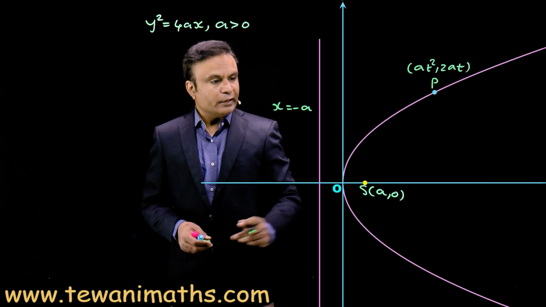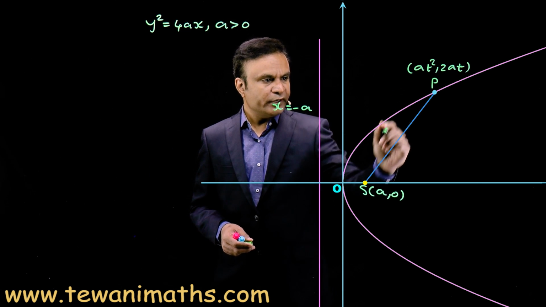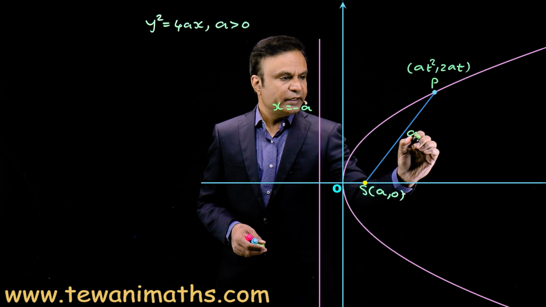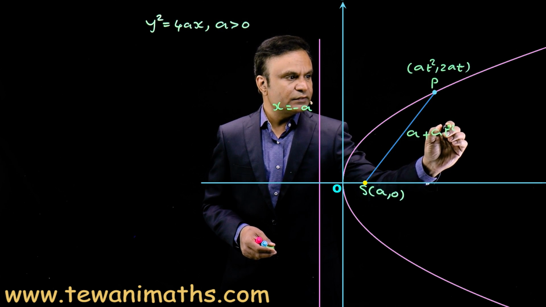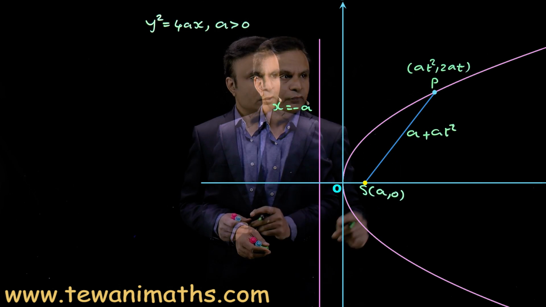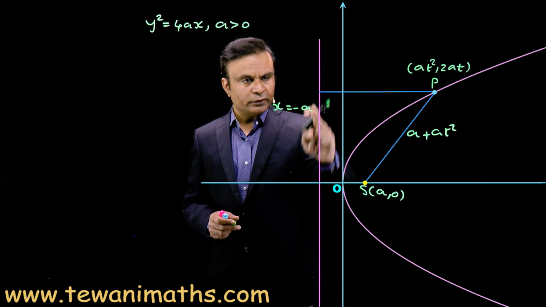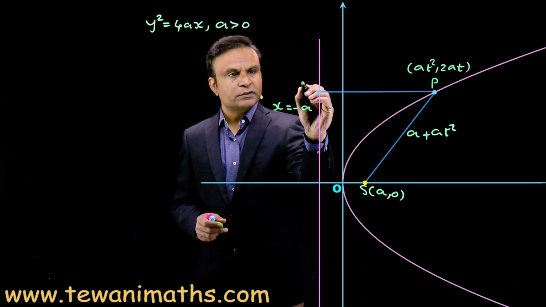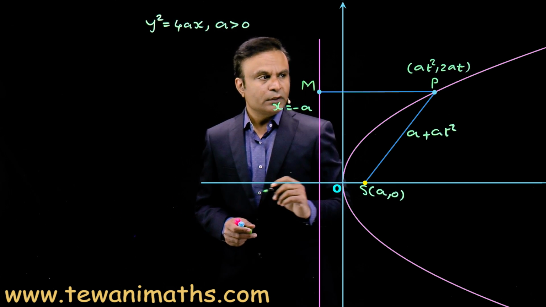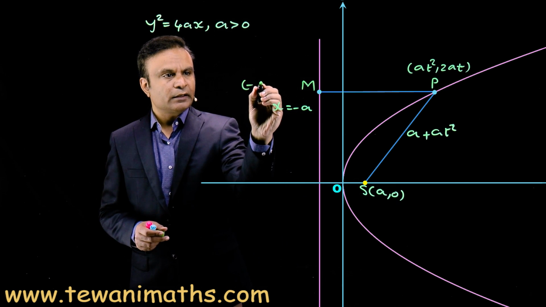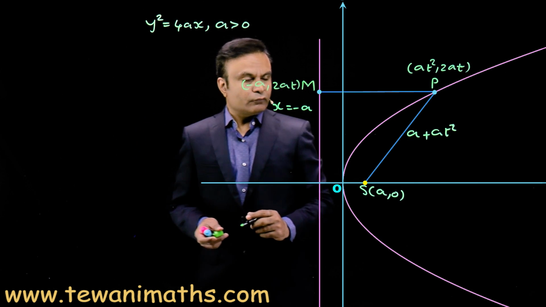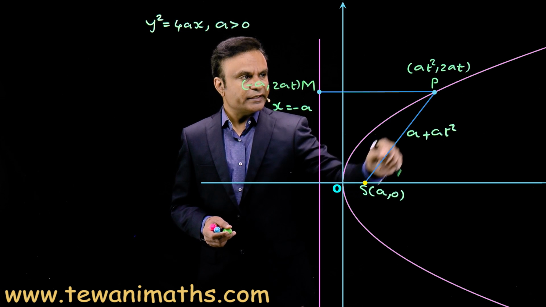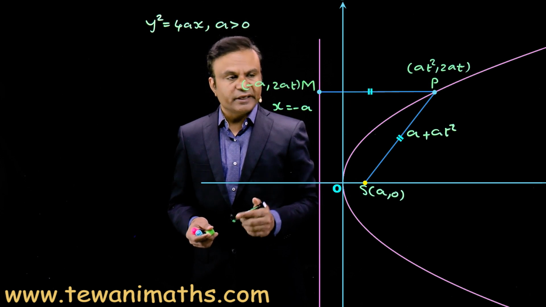Okay. Now here SP is focal length of point P. Distance SP is a plus abscissa of point P, that is at square. So this length is a plus at square. From point P, draw line perpendicular to directrix. This is a foot of perpendicular M. Coordinates of this point are (minus a, 2at). From the definition of parabola, distance SP is equal to distance PM.